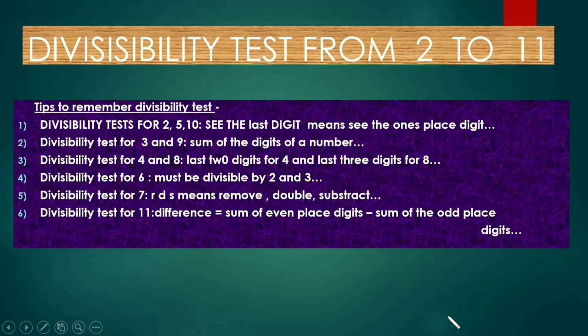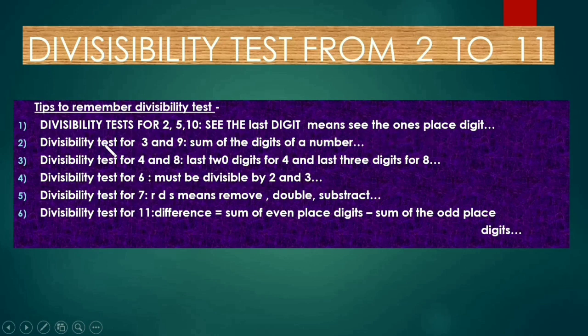Let's learn the tips to remember the divisibility tests. In the first group, we have the divisibility tests for 2, 5 and 10. In these, we have to see the last digit, meaning the ones place digit. When you do the divisibility test for 2, you have to see the ones place digit of a number. When you perform the divisibility test for 5, you also have to see the ones place digit only. When you perform the divisibility test for 10, you also have to see the ones place digit, that is, the last digit.